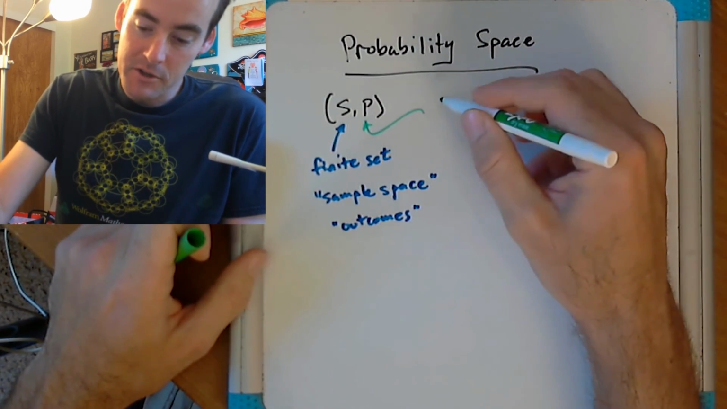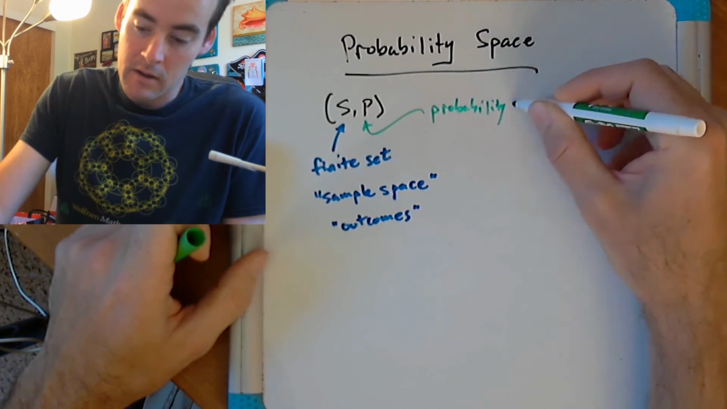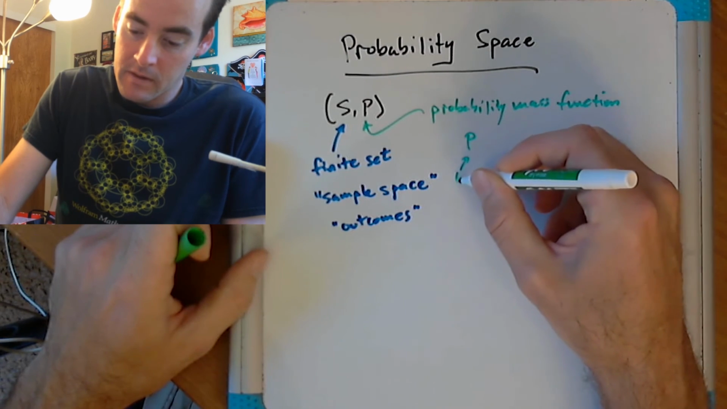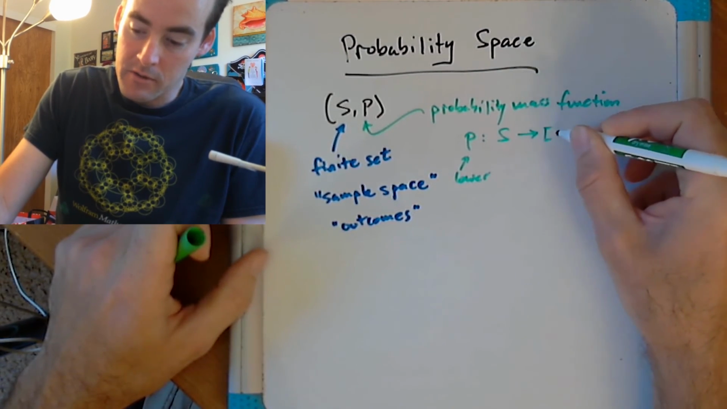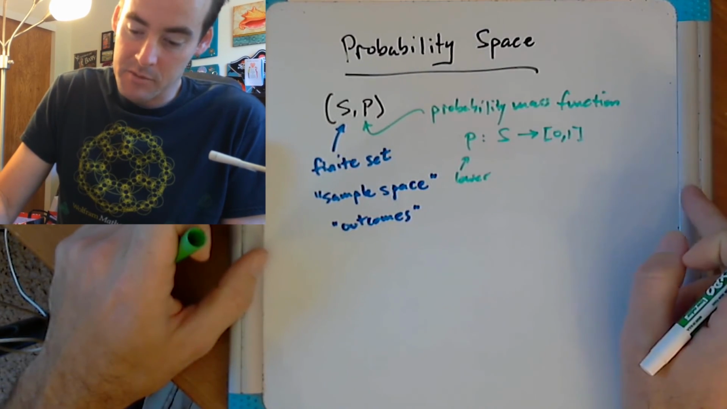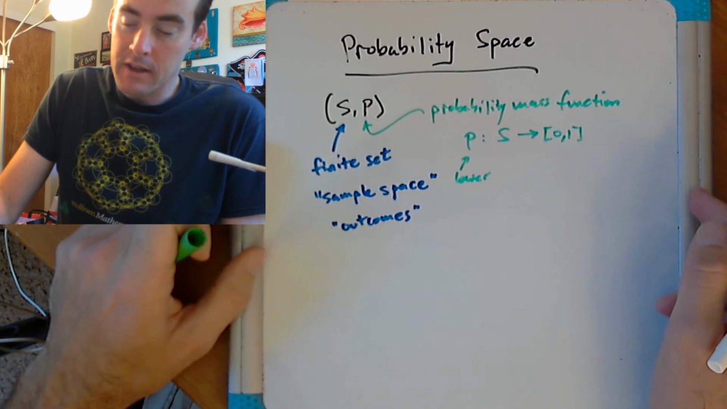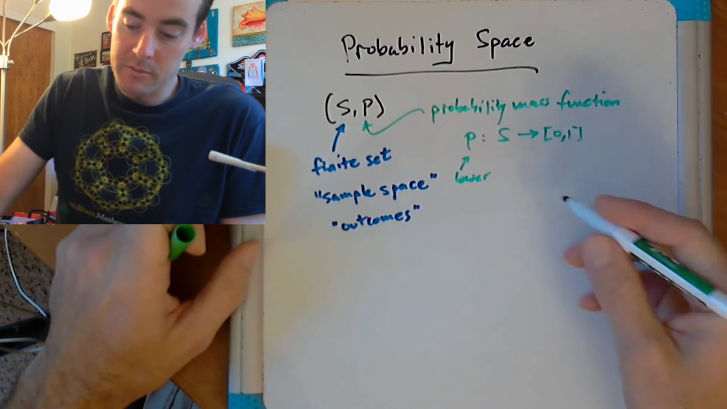P is a function called the probability mass function. I'm sure you've heard that before. And it is a function, this is a lowercase p. It is a function that maps S to the interval 0 to 1. So for every outcome in the sample space, it associates a number between 0 and 1, and that number is supposed to be the probability that that outcome will occur when you run the experiment.